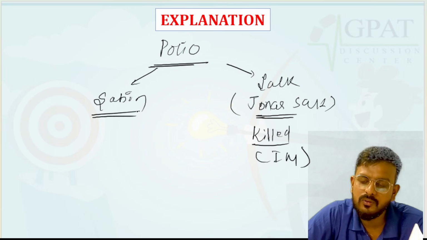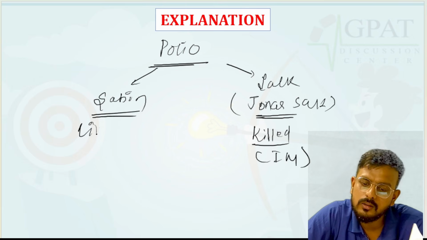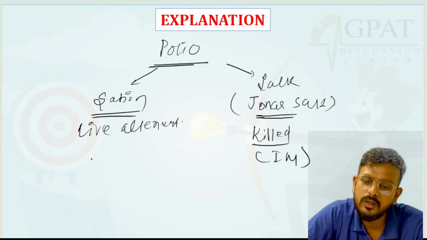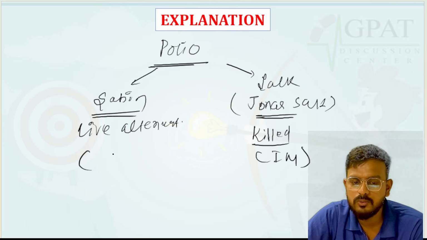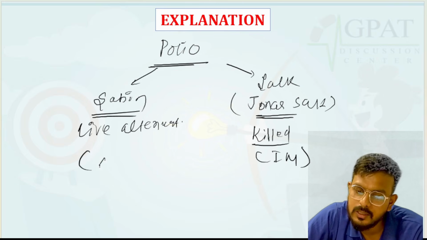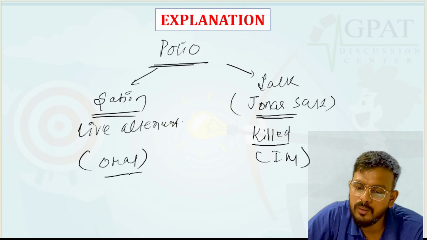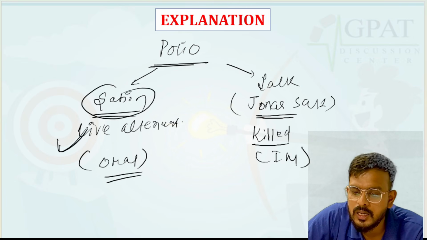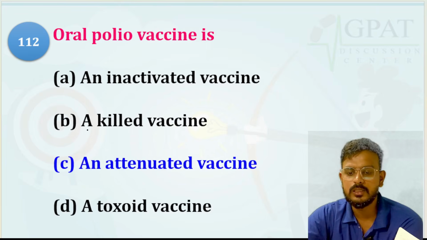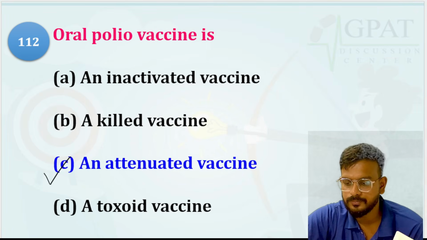If we talk about Sabin, Sabin is a live attenuated vaccine. And the second point is what? It is given orally. So the question is about the oral polio vaccine, that is Sabin. Sabin is live attenuated. That means option C is the correct answer. Okay, chalo. Next question.